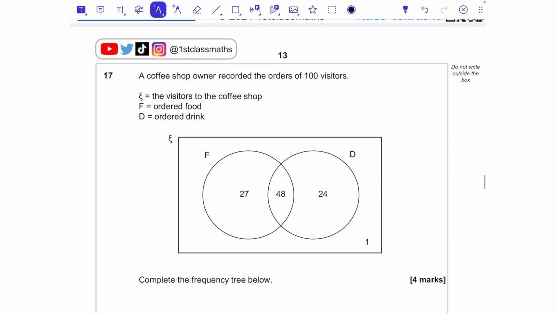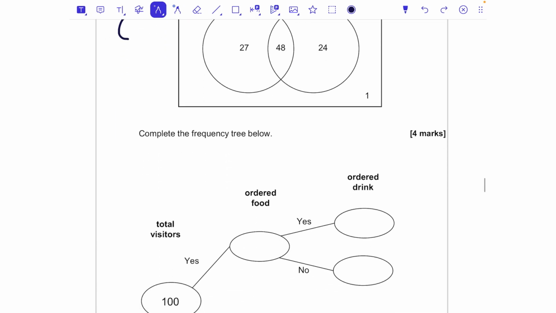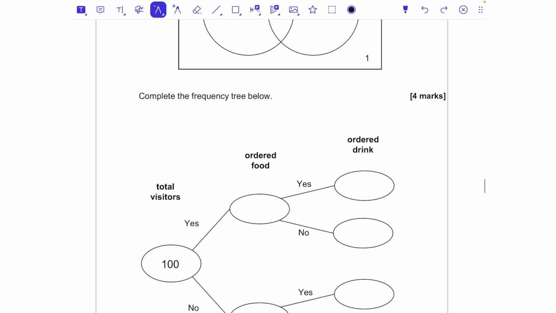Okay, question number 17. A coffee shop owner recorded the orders of 100 visitors. This funny squiggly E is our universal set. So that's everything we know about. That's all of the total data. F are the number of people who ordered food. D is the number of people who ordered drinks. Complete the frequency tree below. So we've got 48 people who got food and drink, and we've got one person who visited the coffee shop and didn't get any food or drink. So total number of visitors is 100.